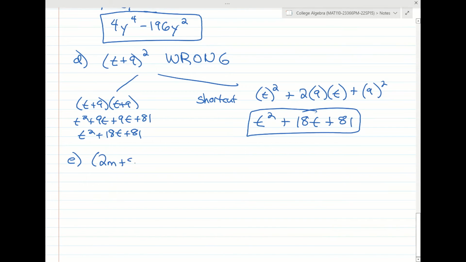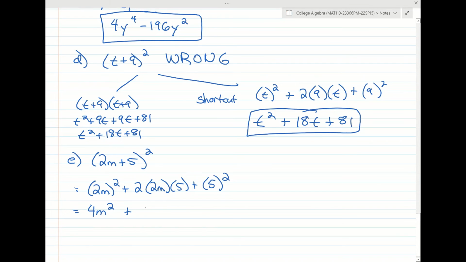What if we had 2m plus 5 to the second power? Using the shortcut, this would just be 2m to the second plus 2 times 2m times 5 plus 5 to the second. Remember, when you square something, you multiply it by itself. So 2m times 2m is 4m squared plus 4 times 5 is 20m. Plus 25. So it is quite a bit shorter if you could remember that shortcut formula.